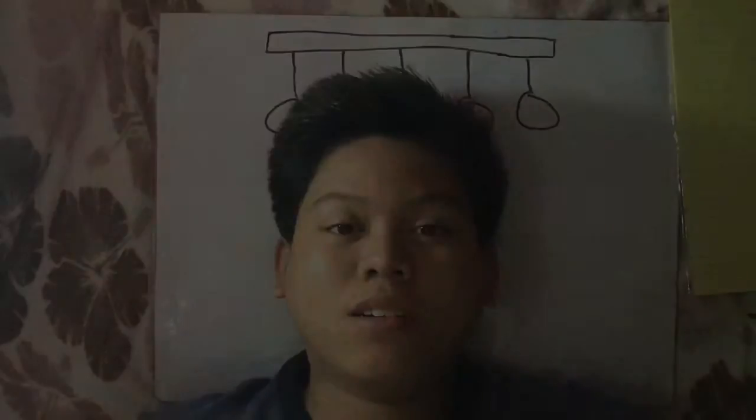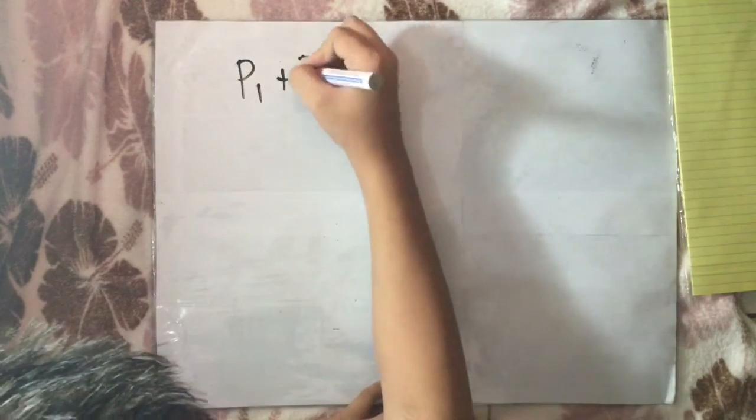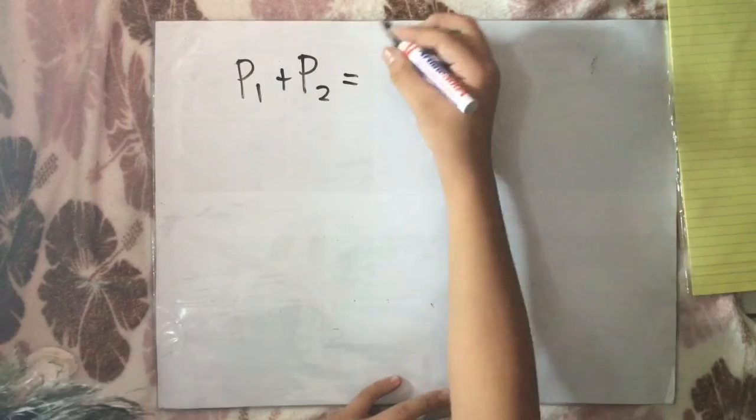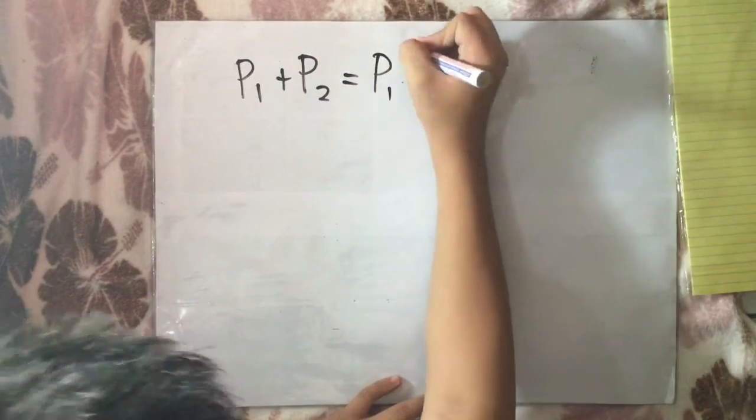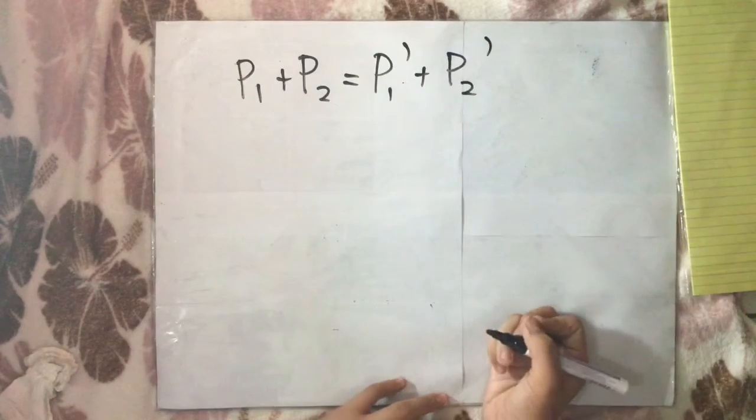Good day. So today we are going to discuss conservation of linear momentum and collisions. The formula in finding the conservation of linear momentum is momentum 1 plus momentum 2 is equal to momentum 1 after plus momentum 2 after.